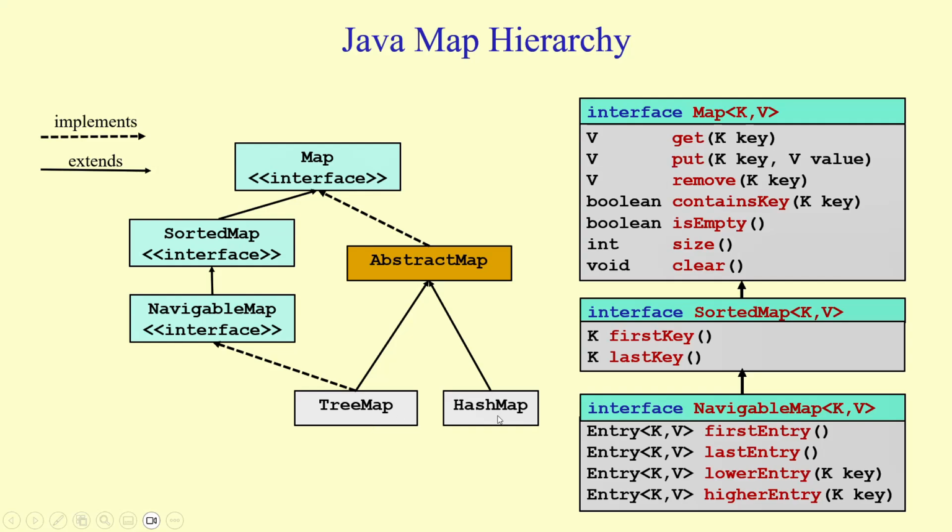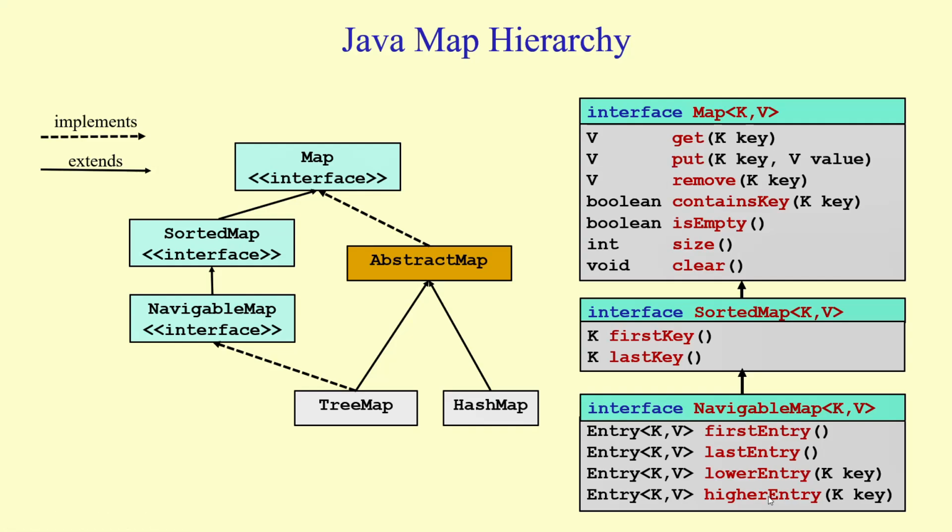And HashMap is basically implementing this map interface through the abstract map base class. But TreeMap implements the additional interfaces sorted map and navigable map, as you see in here. That gives us the additional functionality of asking for the first entry within the map, the last entry, the lower entry given a key, which is the key that comes before it in the ordering, or the higher entry, so given a key, what is the key that follows it in the given ordering.